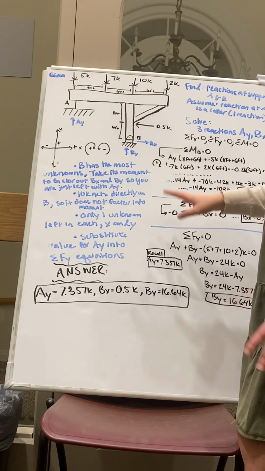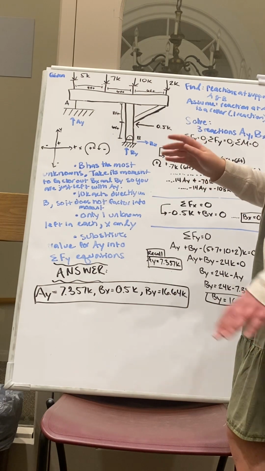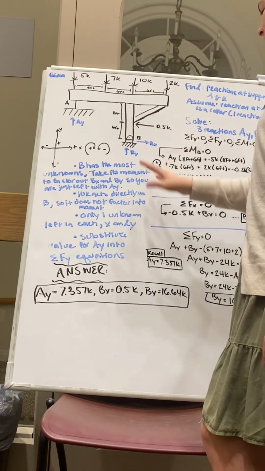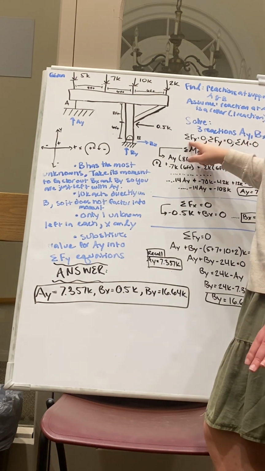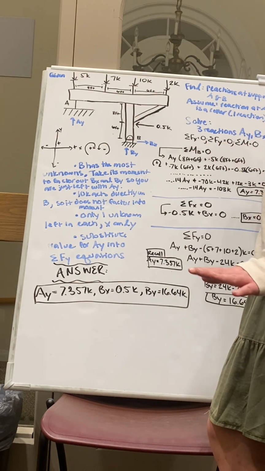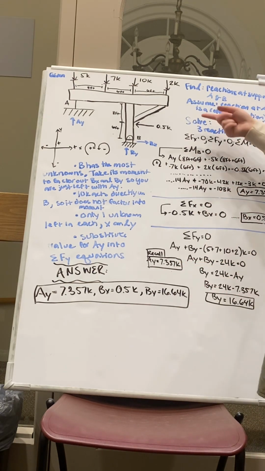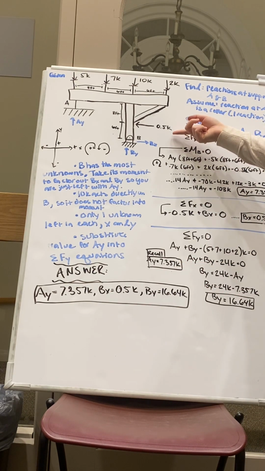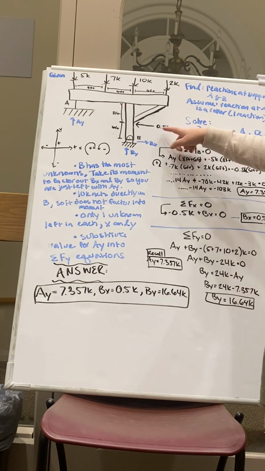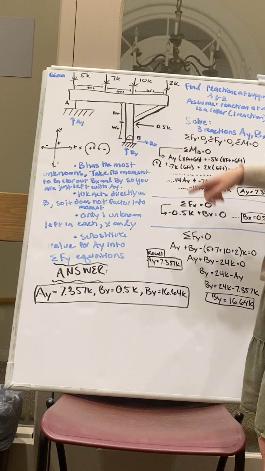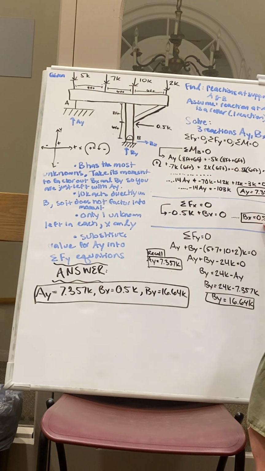Now at this point we have one unknown in each of the directions: one unknown in x, BX, and one unknown in y, BY. So we can use sum of forces in x and sum of forces in y to isolate and solve for BX and BY. The unknown we have in x is BX, and the only other force acting in x is 0.5k, which acts in the negative direction. Isolating for BX, we solve and find it to be 0.5k.